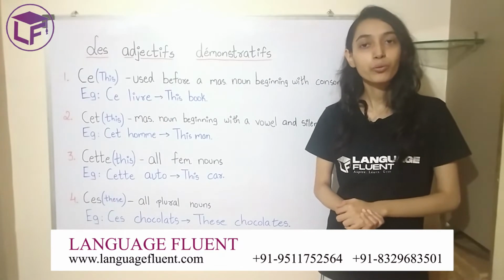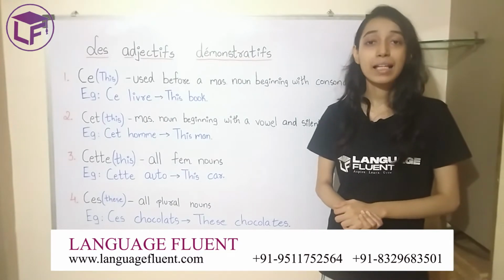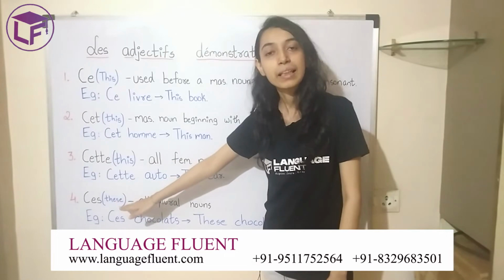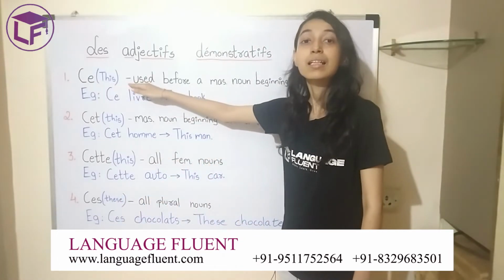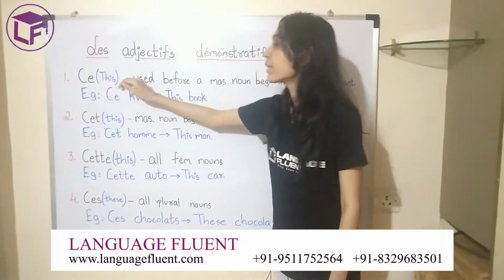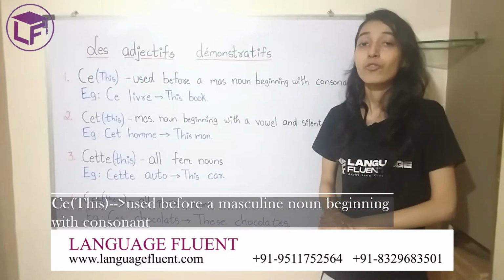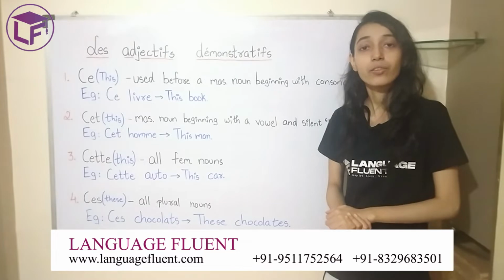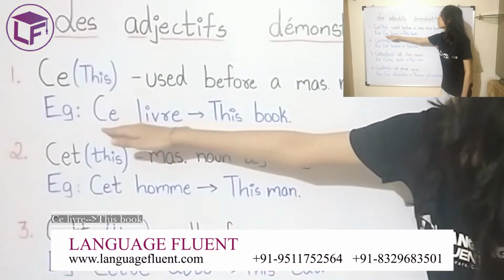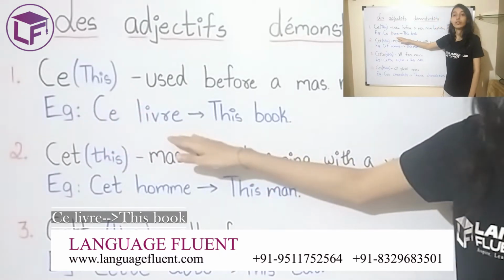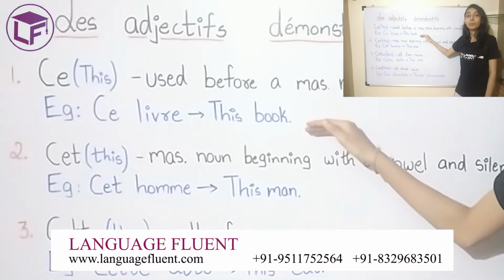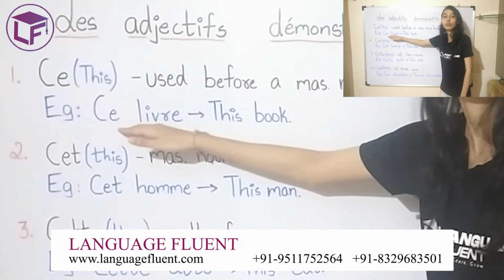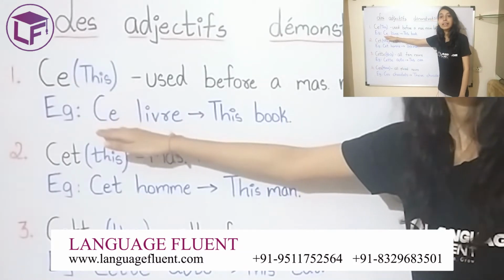Now, let's look at the rules to apply these demonstrative adjectives. As we know, we have 4 demonstrative adjectives: ce, cet, cette, and ces. So, the first one is ce, c-e, which means this in English. We use ce when we have a masculine noun beginning with a consonant. For example, ce livre, which means this book. Here, livre is a masculine noun and it starts with a consonant, so we use ce.